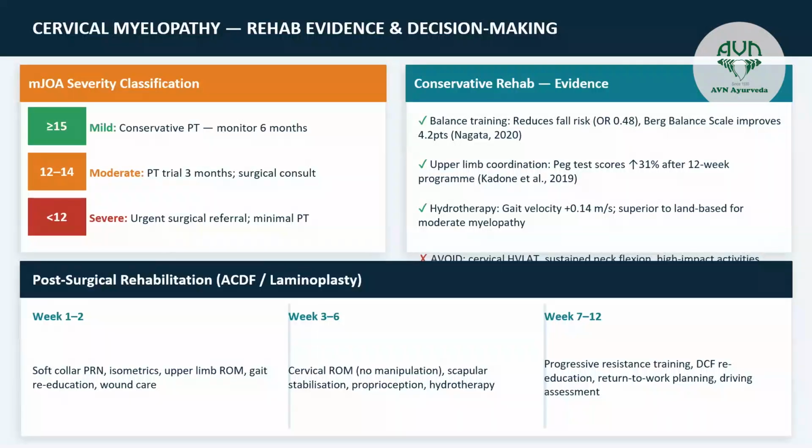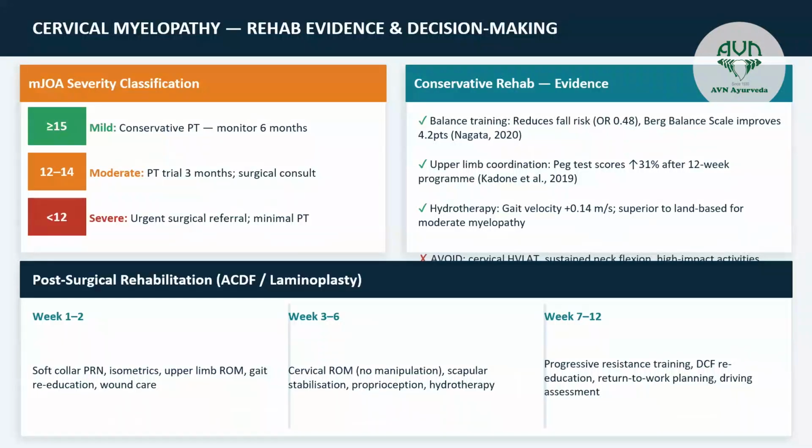Surgery like laminoplasty and ACDF: in week 1 and 2, we'll be purely looking into the activation of the muscle, general mobility exercises, gait re-education, and wound care. And week 3 will be moving on to range of motion of the cervical and scapular stabilization, proprioception. And if hydrotherapy is available, then you can go for hydrotherapy, which is very essential. But we are not giving any kind of manipulations or mobilization right after the surgery.